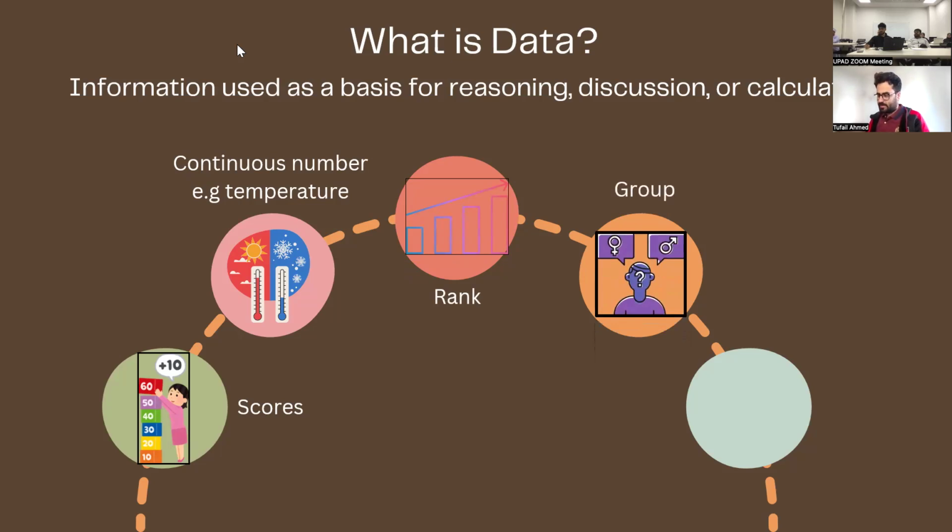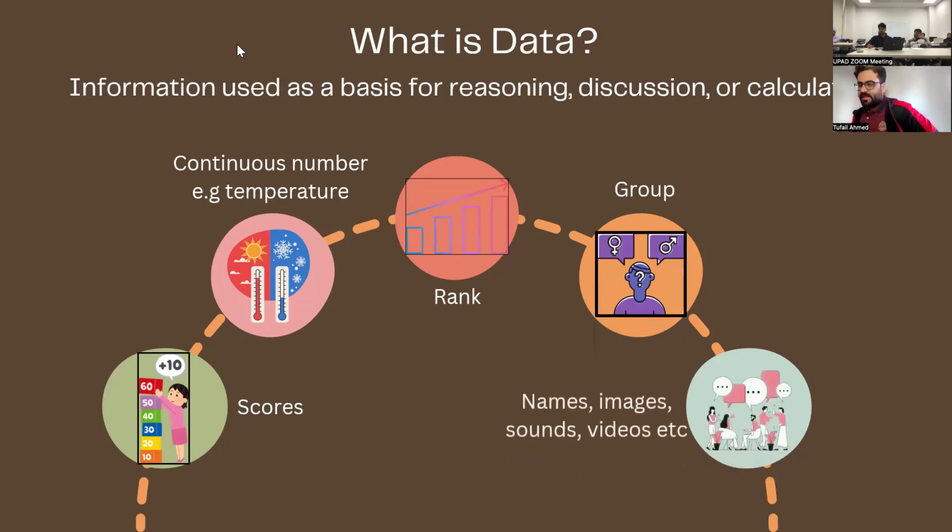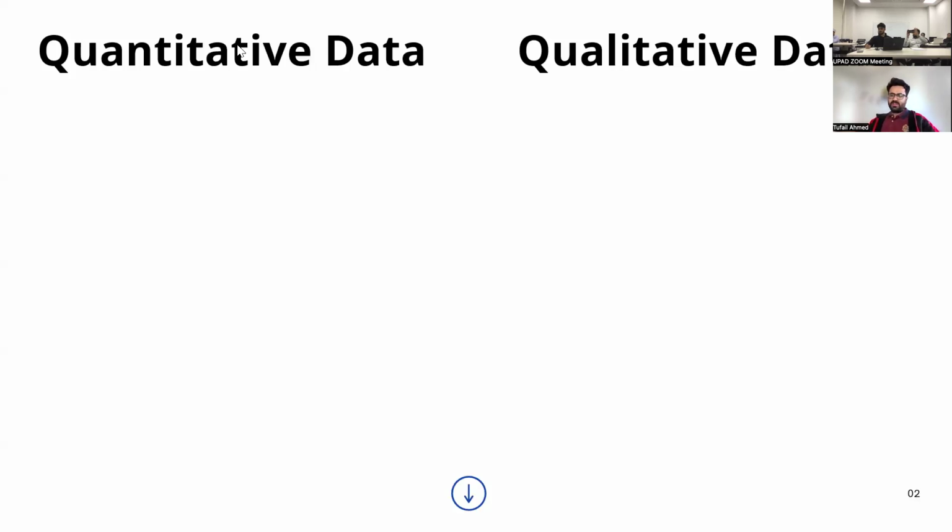For example, gender is a group. You can either be male or female. Type of car is a group. You can have a BMW, a Mercedes-Benz, or a Toyota, so it belongs to a specific group. And it can be any other thing, like images, names, sounds, videos, anything from where we can extract information. So this is what data is about. Now, what is the difference between quantitative and qualitative data?